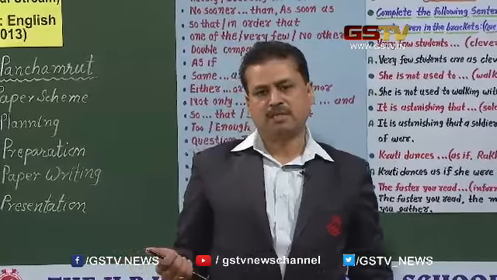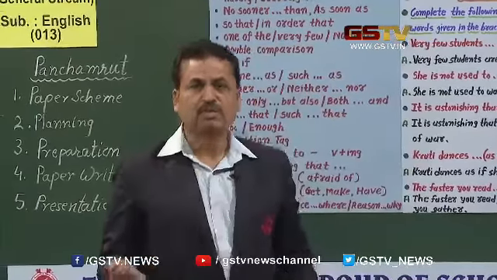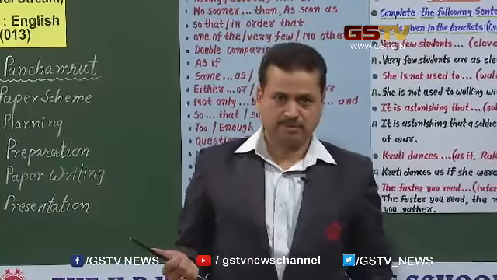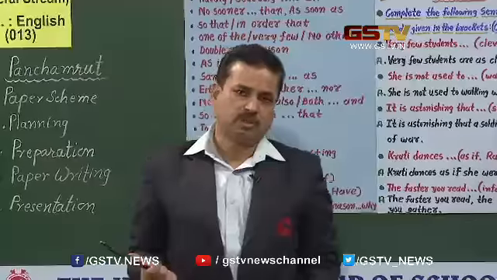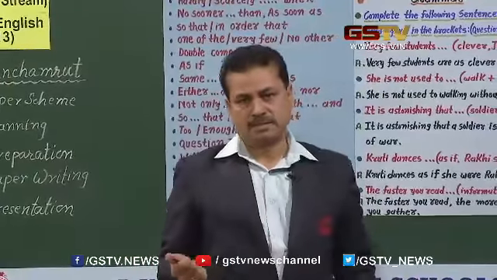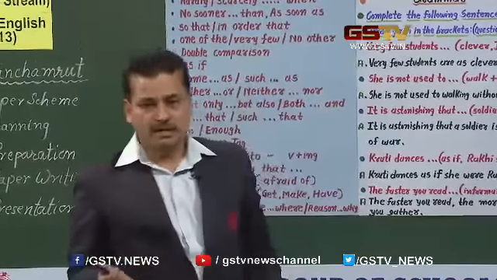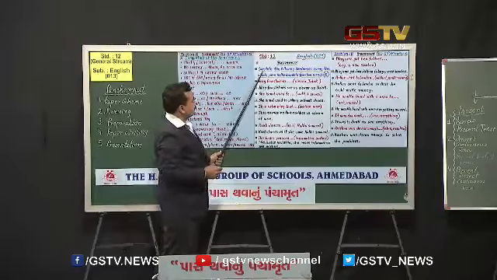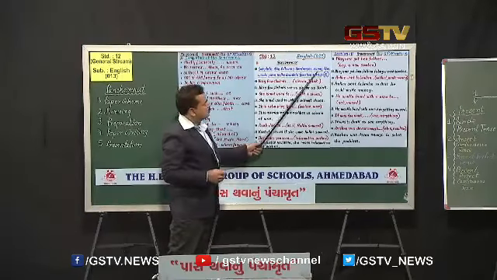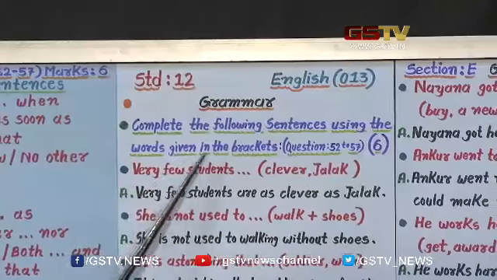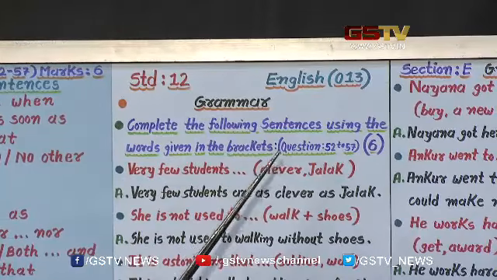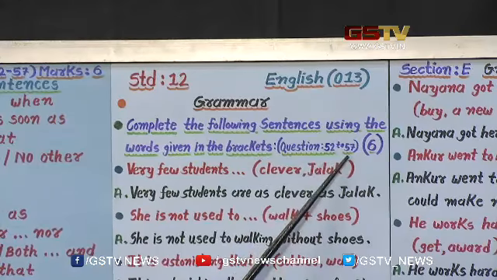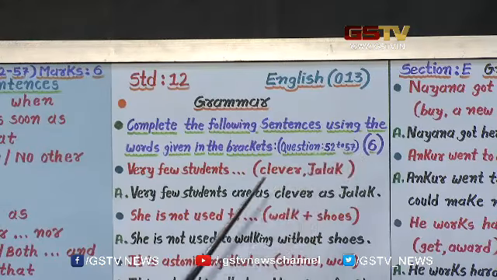Once again, as I just told you, we are going to see important structures and important examples that might be asked in the board examination. The question is to complete the sentences. Completion of the sentences carries 6 marks. Now see, complete the following sentences using the words given in the brackets. As I have discussed with you, the question numbers are 52 to 57. It carries 6 marks.